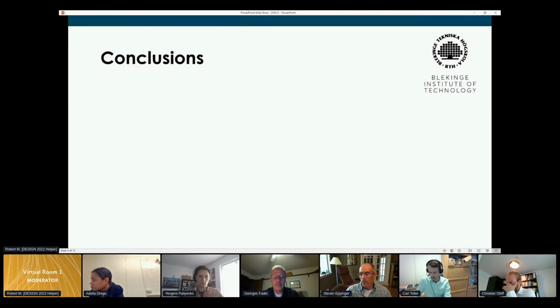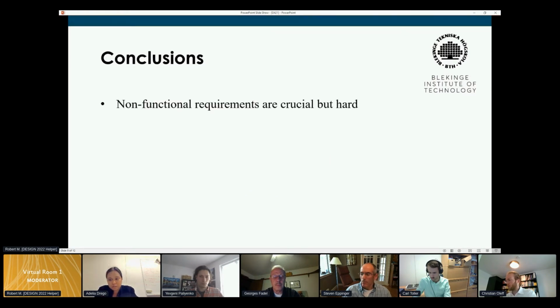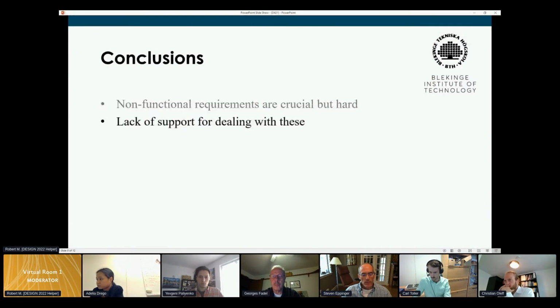So the conclusions from this qualitative case study were that firstly, non-functional requirements are crucial for servitizing manufacturing firms, but they are hard to work with and have found difficulties in using this in the traditional processes. At the core, it was found to be a lack of support for dealing with these non-functional requirements and translating the needs without losing the rationale. That was one of the main issues.